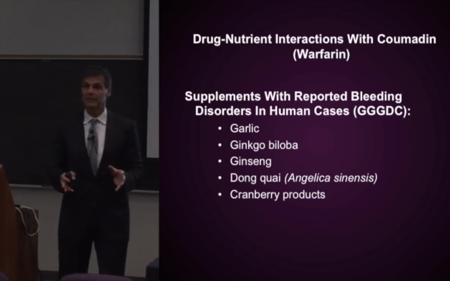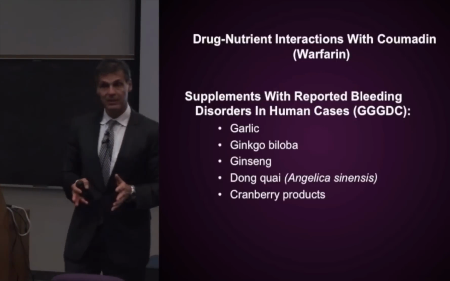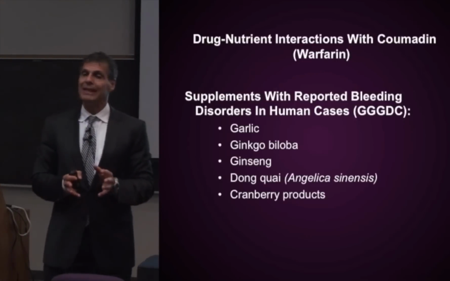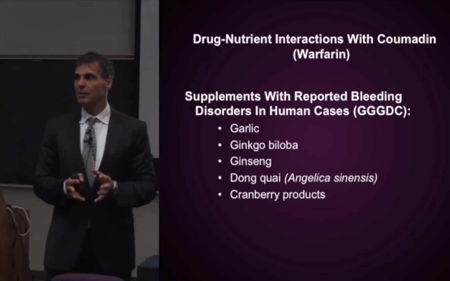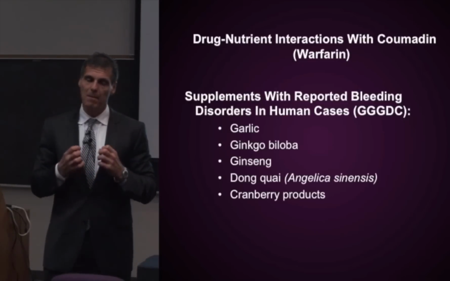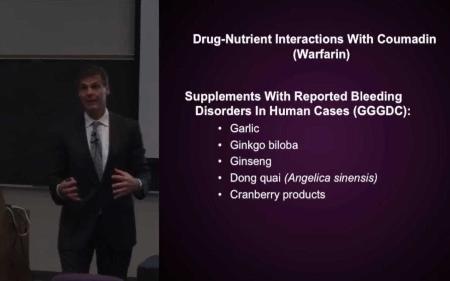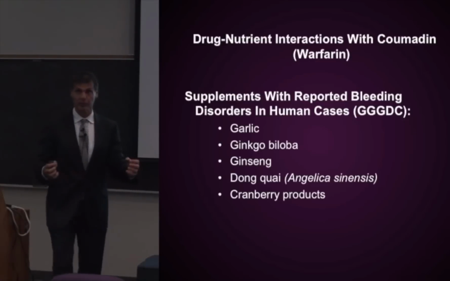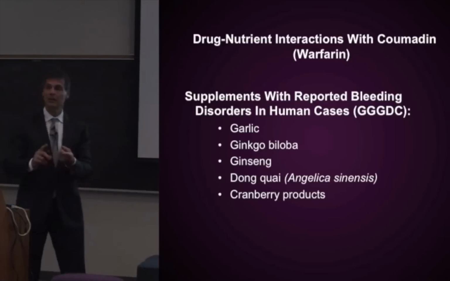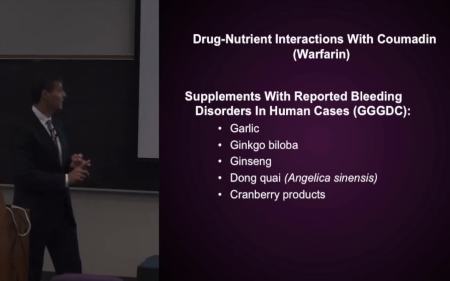Okay, here's a slide that I want you to memorize. I know it's late in the day. But in human case reports, people have had serious bleeding adverse reactions by simply combining anticoagulant drugs, warfarin or Coumadin particularly, with garlic supplements, ginkgo biloba, ginseng, Dong quai or Angelica species. We see some bleeding problems, there's a hint of it. People using cranberry extract products.